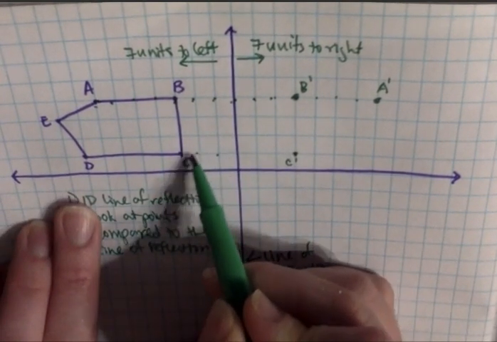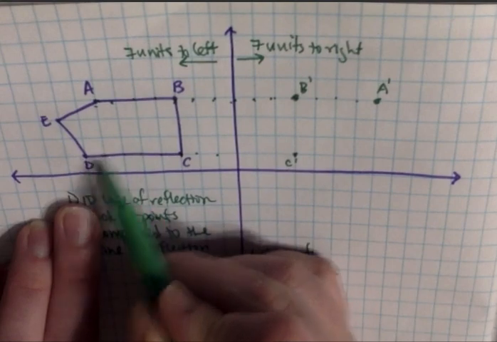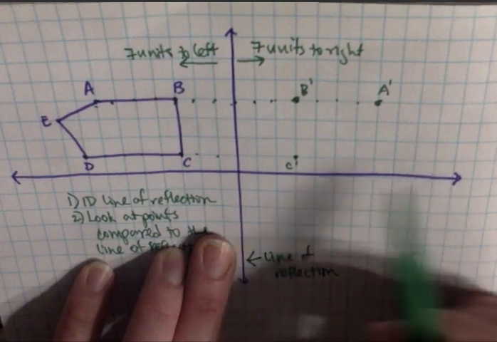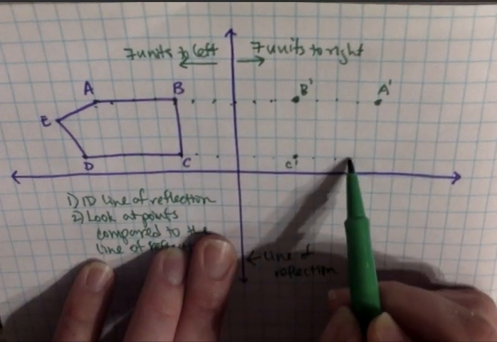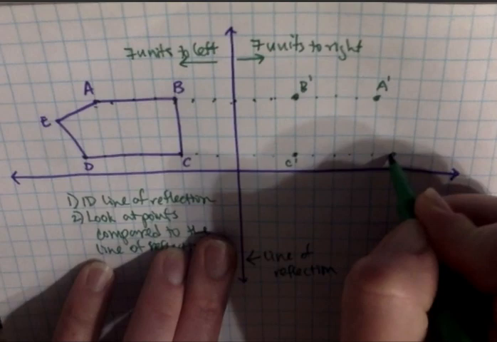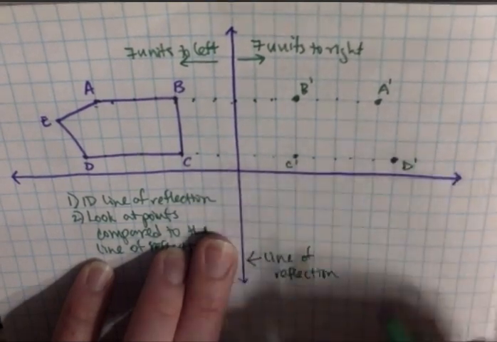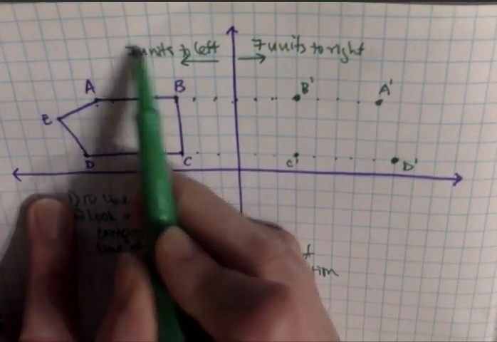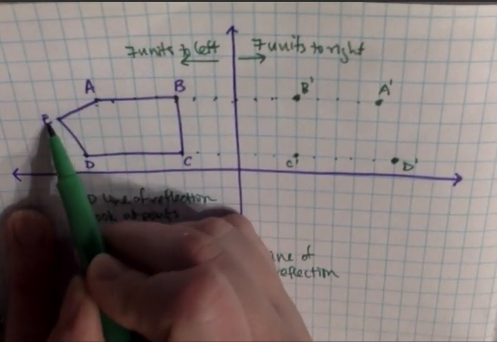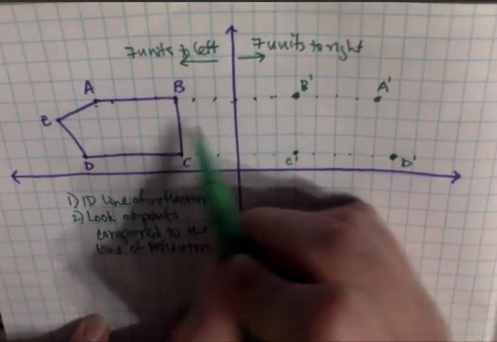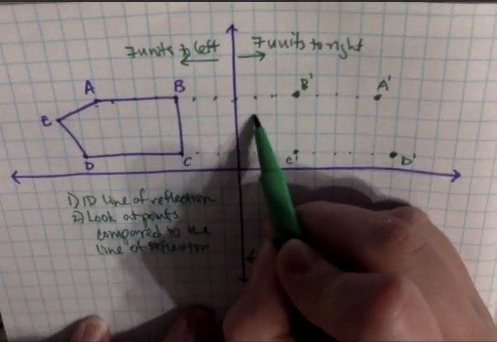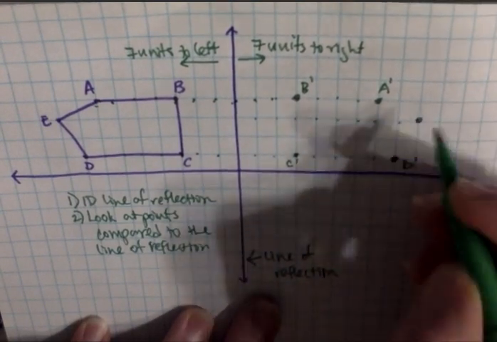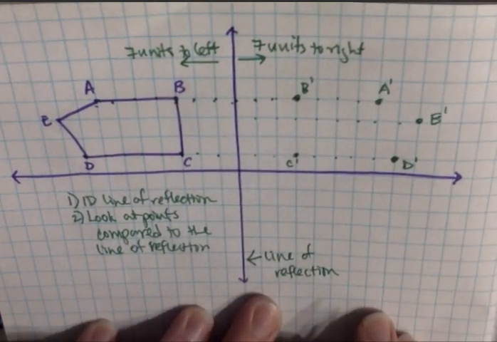D is 1, 2, 3, 4, 5, 6, 7, 8 units to the left. That means I'm going to go the same number of units to the right. 1, 2, 3, 4, 5, 6, 7, 8 units to the right. Last but not least, we have E over here. It looks like it's 2 units past A. We know A is 7 units to the left. That means I'm going 9 units to the left for E. So I'm going to go along that same horizontal line, 1, 2, 3, 4, 5, 6, 7, 8, 9 units to the right.